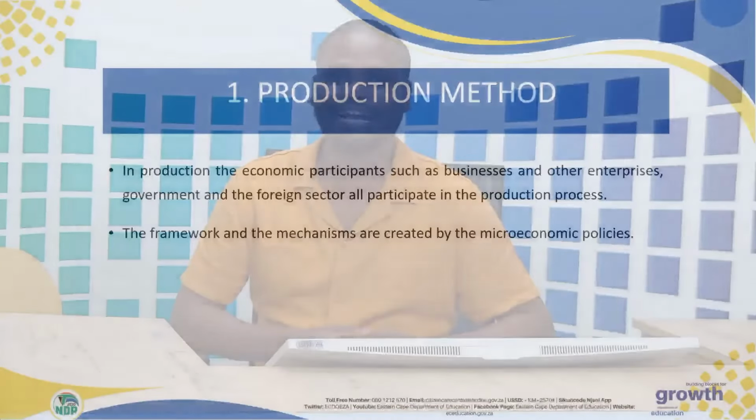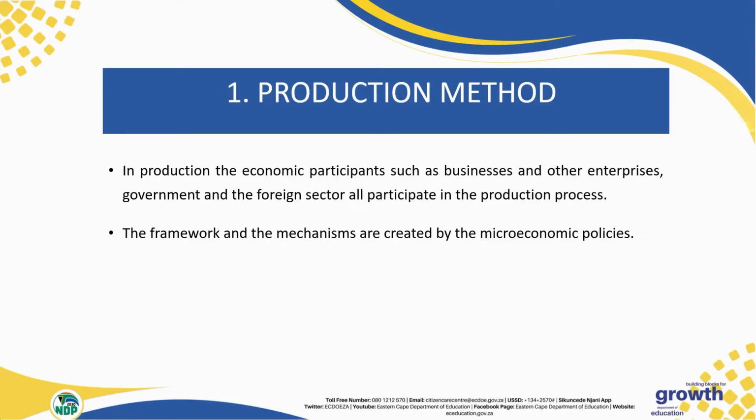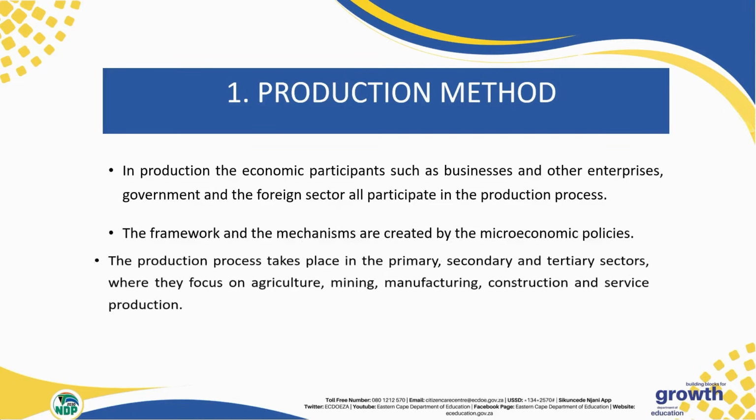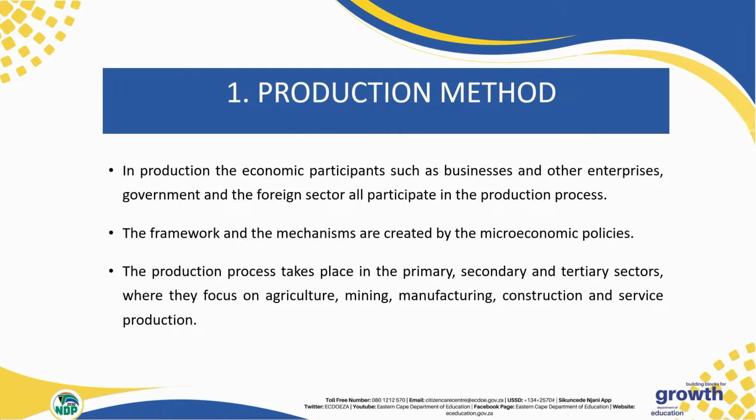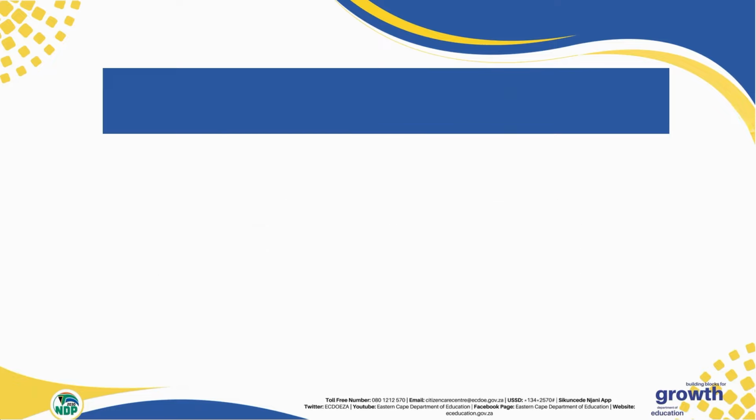So their framework is derived at the level of the microeconomic policies, which means we study the behavior of certain elements of the production in the economy. Then the next part, we need to understand that the production may take a wide range, ranging from the primary sector, extraction of resources from nature, secondary sector, tertiary sectors of our economy. Whether the focus is on agriculture, mining, manufacturing, construction, or service production. So these are the components that we have under the production method.